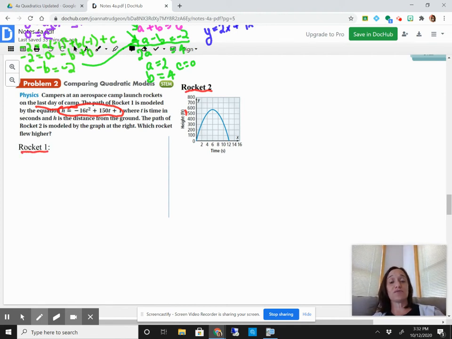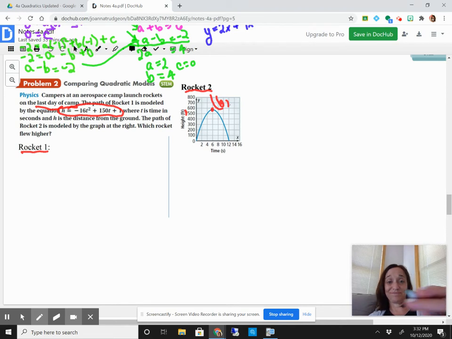Which rocket flew higher? All right, well, let's go to rocket 2 first, because that's just kind of a little easier. It looks like it was up in the air for about 12 seconds, and it reached its max height at 6, which it kind of does. It reaches its max height halfway along. Looks like it's just shy of 600 there.